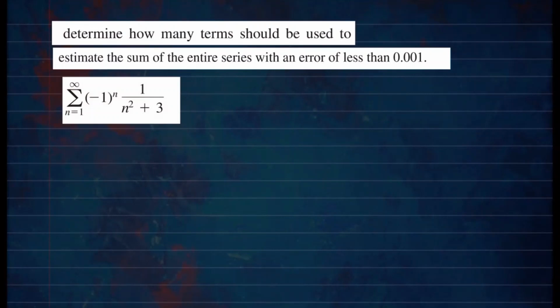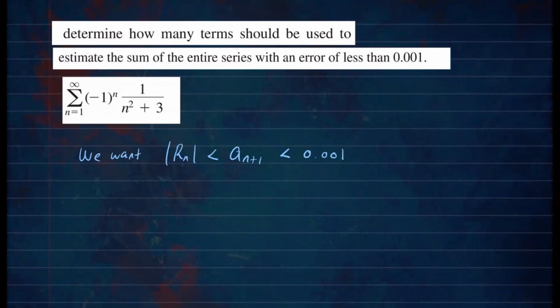Well, we want to know the following. We want the error to be less than 0.001. We know R sub n, which is the error, is always less than or equal to the a sub n plus 1 term, or u sub n plus 1 term, whatever notation you prefer. So we want a sub n plus 1 to be less than 0.001, because we want the error to be less than that.